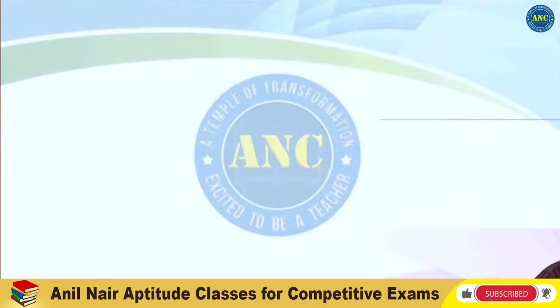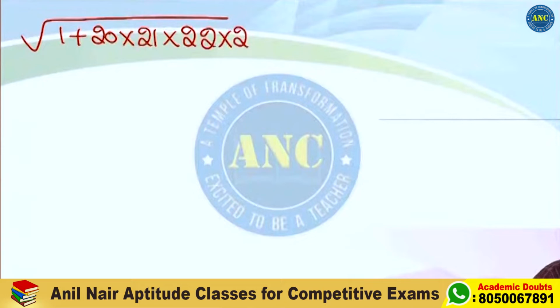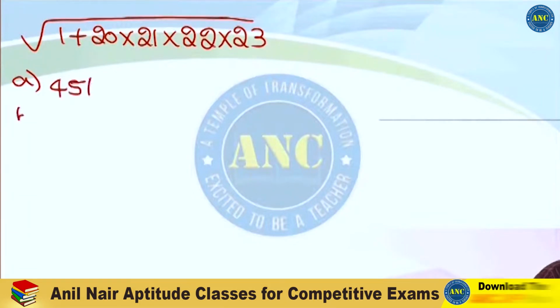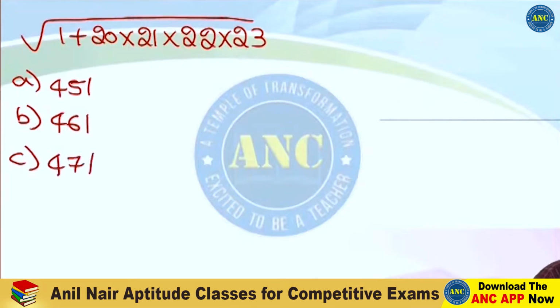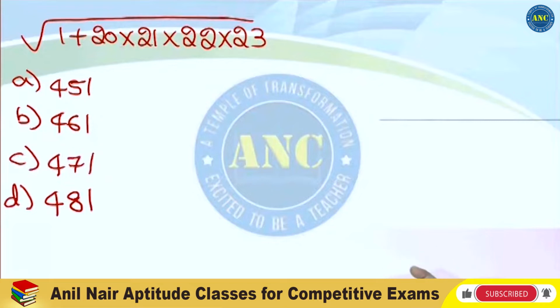Now, which logic to use? You know the concept of a perfect square. Aravind, for you: 1 plus 20 into 21 into 22 into 23. This is an original placement question. Options are 451, 461, 471 and 481. Generally what will happen is we find these values, add 1, then we have to do the square root method.